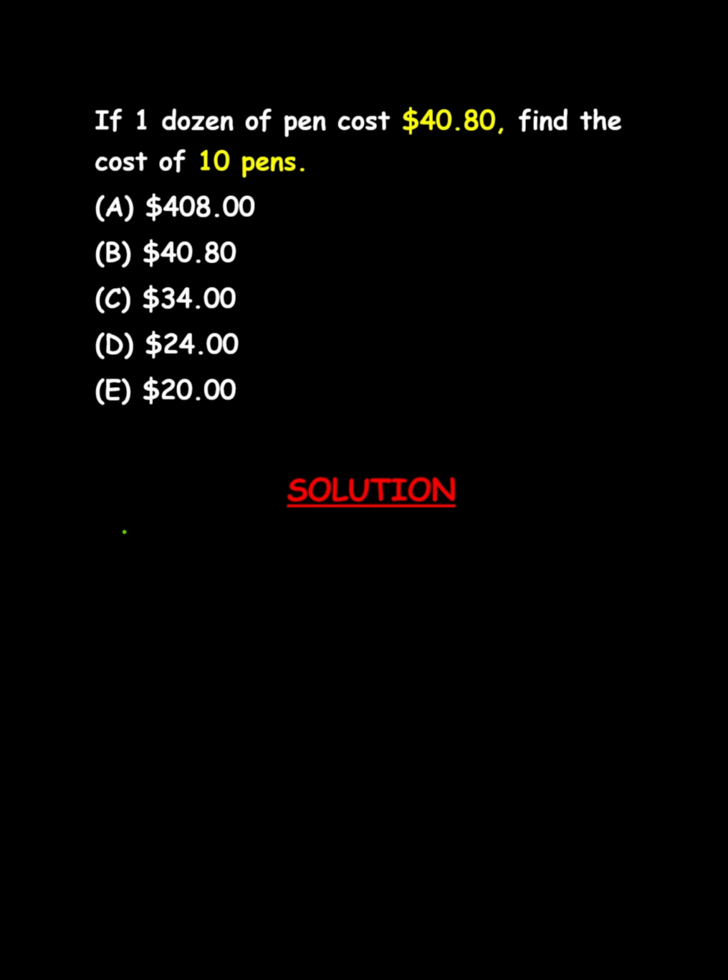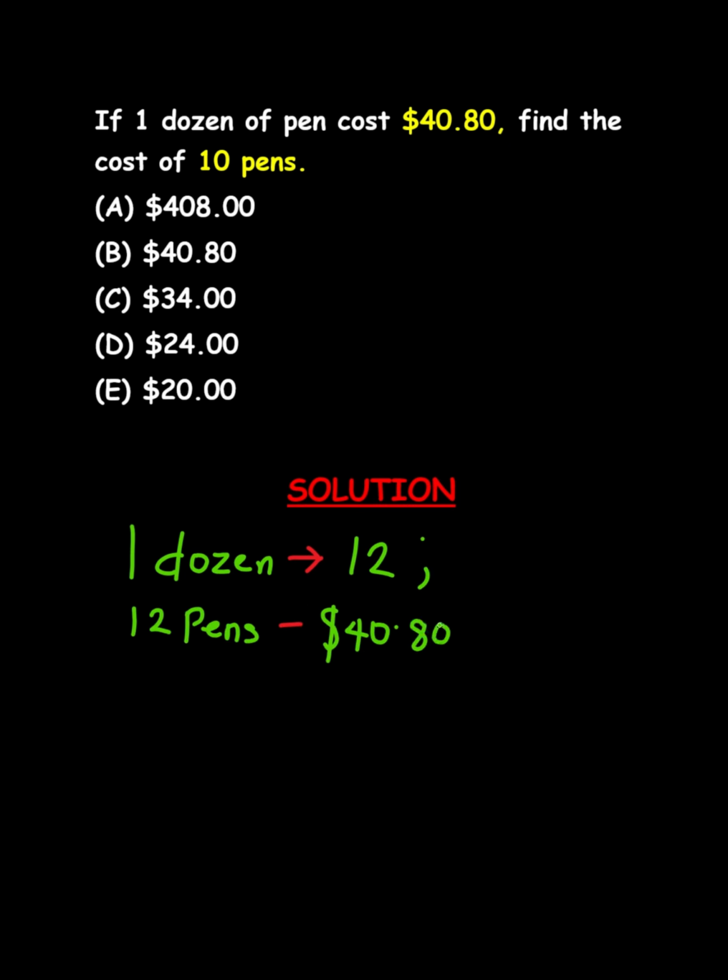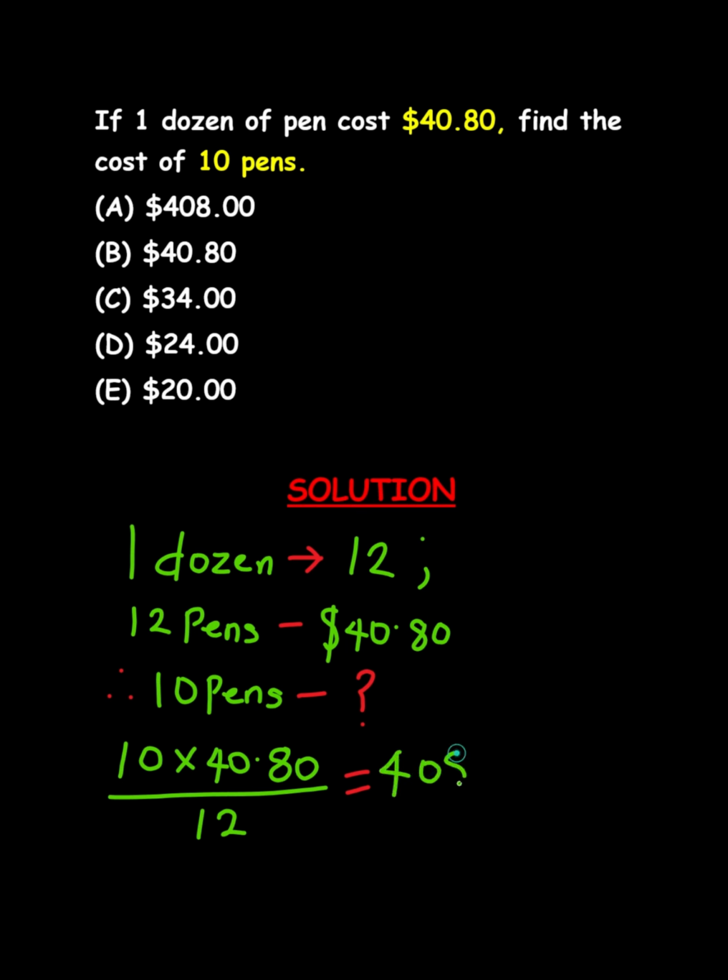Solution. Know that 1 dozen equals 12. Then, if 12 pens cost $40.80, therefore, 10 pens will cost. To find the unknown cost for 10 pens we cross-multiply, which gives 10 times 40.80 divided by 12 equals 408 over 12. 408 divided by 12 gives 34. Equals $34. The correct answer is C.